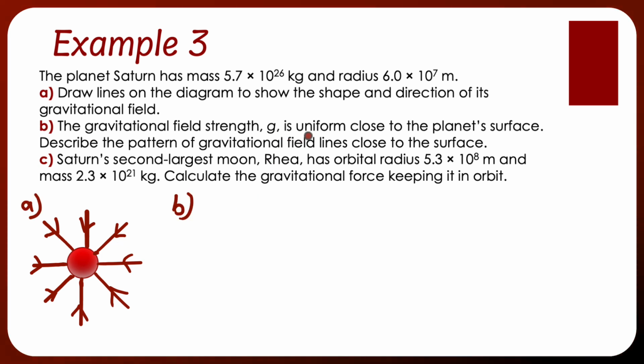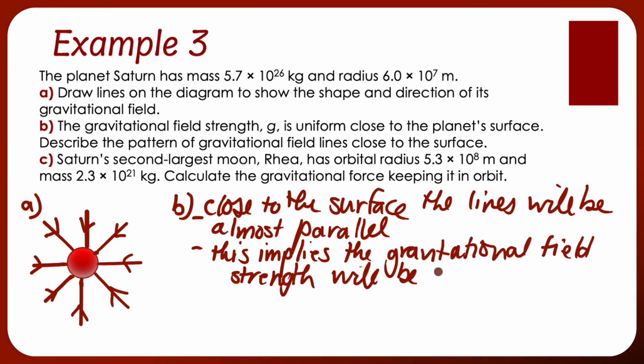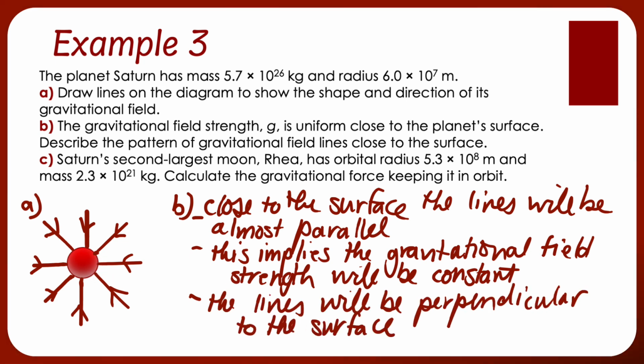Part B. It says it's uniform close to the planet's surface. Describe the pattern of the gravitational field lines. Well, if I took this and I blew it up and I was looking closer and closer together, if it's uniform across this place, these gravitational field lines are actually going to look almost parallel. This implies that the gravitational field is going to be constant. One other thing, these lines are going to be perpendicular to the surface.